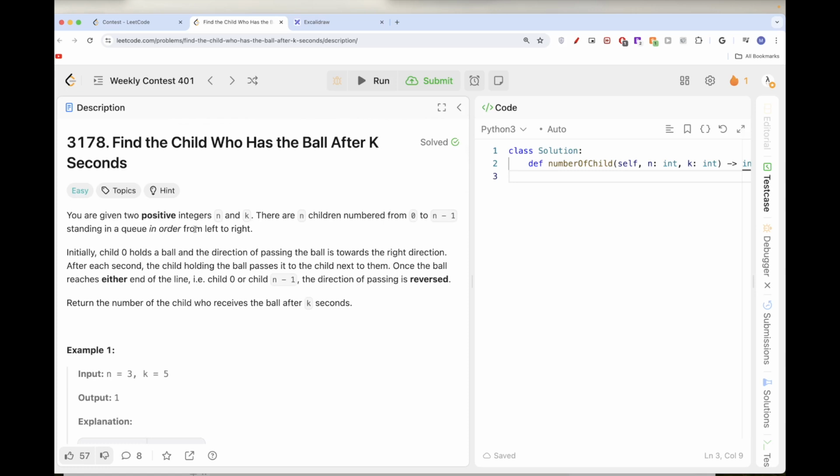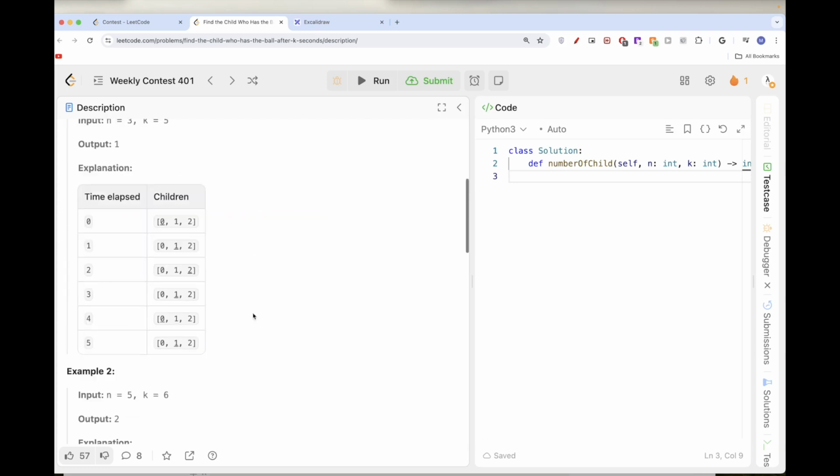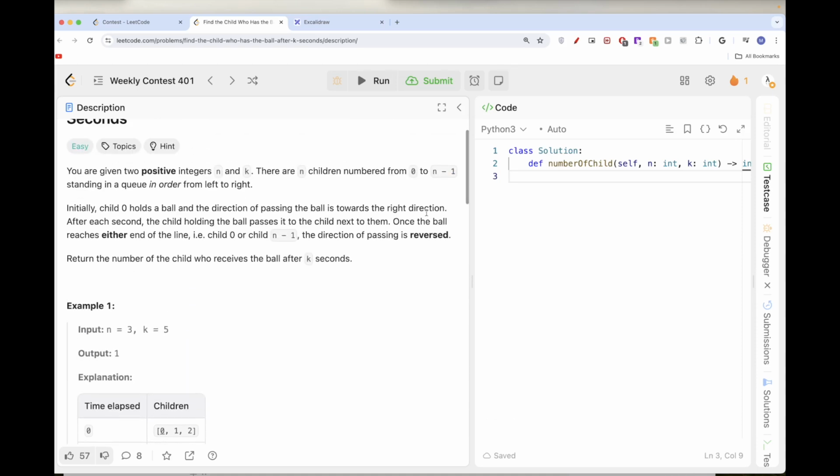and then we have seconds that go, each second passes. We start out with the first child holding a ball, and then they pass it in a direction, either right or left. So first they start passing it to the right direction. At the first second, child 0 has the ball. Then 1, they pass it to the child to the right. Second 2, they pass it to the child to the right. But now you can see we can't pass it anymore to the right, so we reverse direction. Once the ball reaches the end of the line, we reverse the direction.